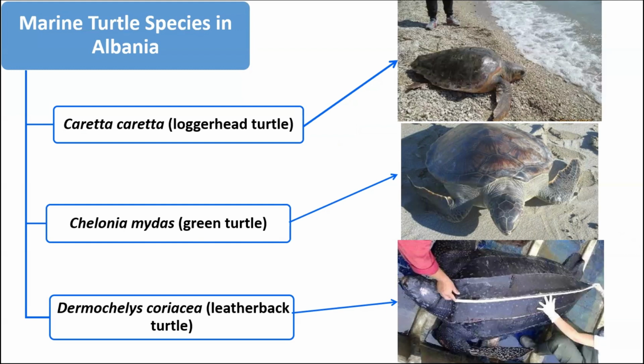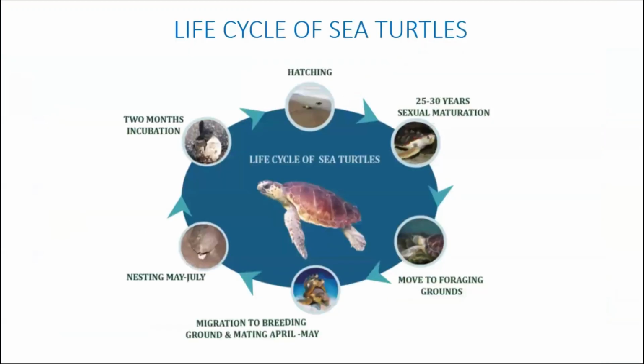The most common one, as I said, is the loggerhead turtle, Caretta caretta, of which we have identified a good foraging population in Albania, a very recent development. And as I will say later on, this species has started to nest, to reproduce, on our beaches, on our coasts. Very shortly, about the life cycle of sea turtles.